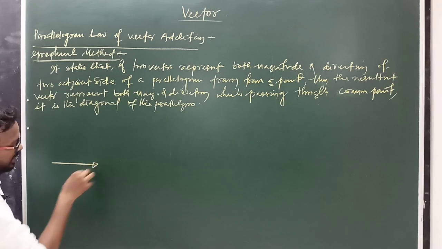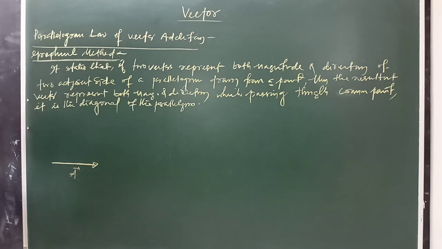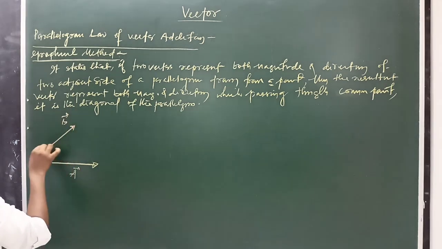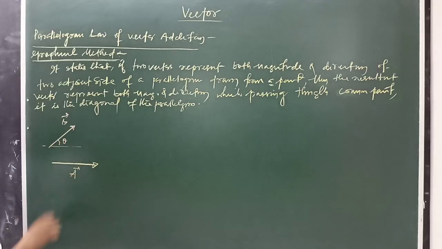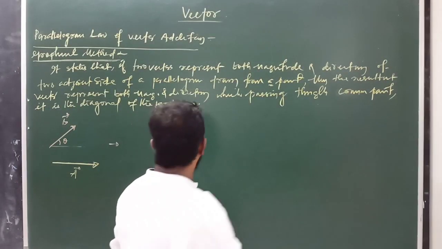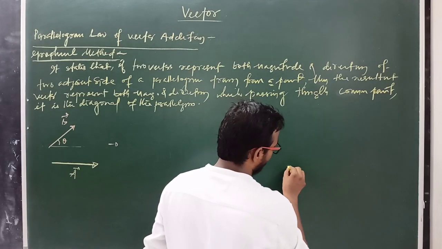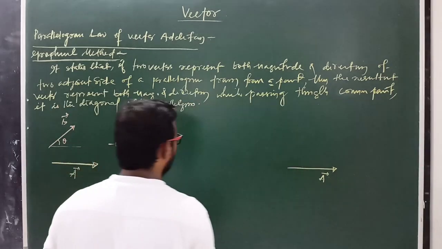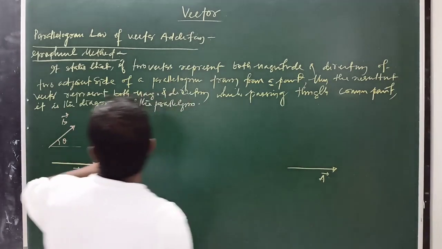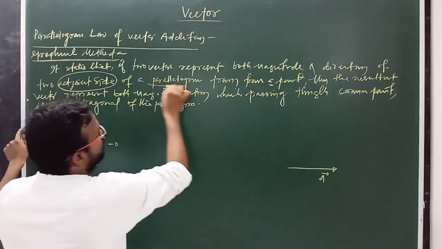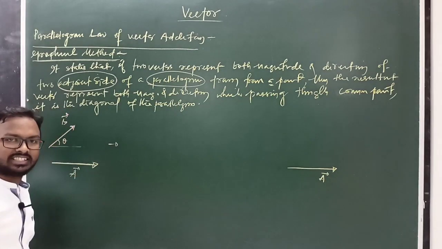Suppose there is A vector, which consists of both magnitude and direction, and another vector, B vector, at angle theta, and this vector B also consists of magnitude and direction. According to this definition, first displace the vector A, and this is A vector, and another vector is B vector. According to this definition, these two vectors represent two adjacent sides of a parallelogram.